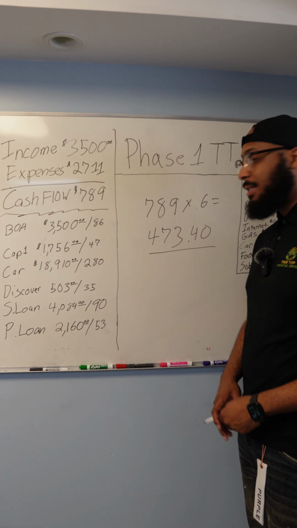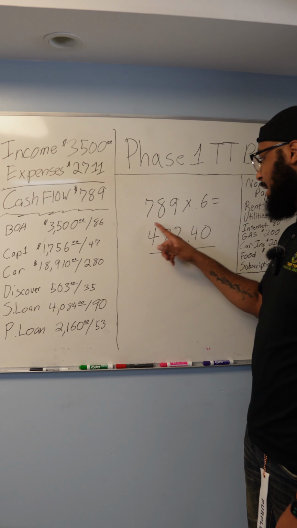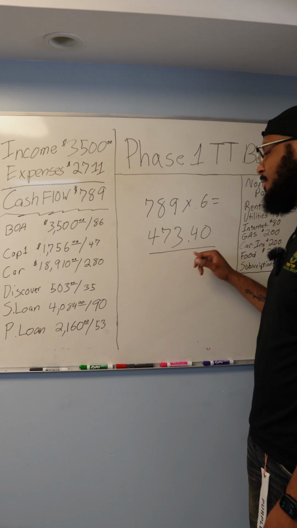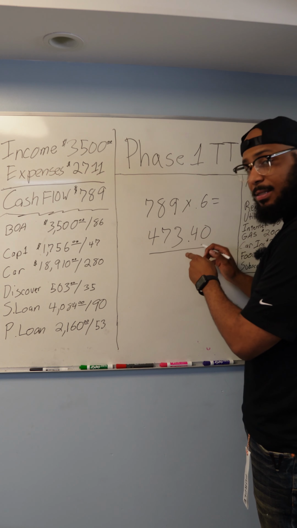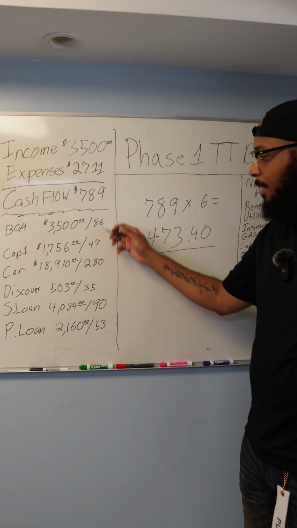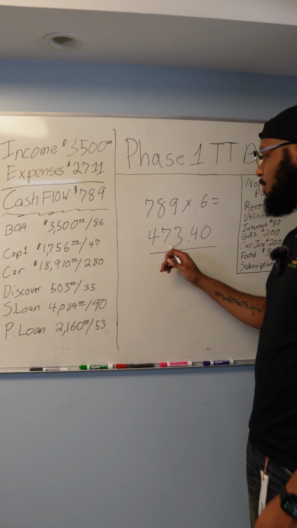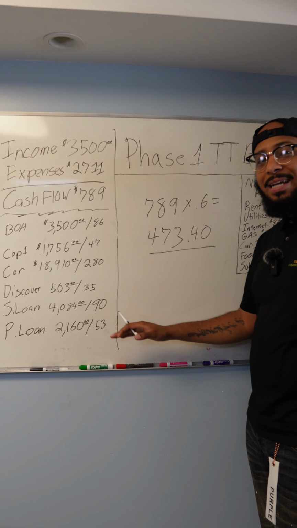Now that we did our calculations, 60% of 789 is $473.40. This $473.40, we're going to use to pay these payments. We're going to make the minimum payments, but we're also going to use this money to get rid of one of these debts extremely fast.